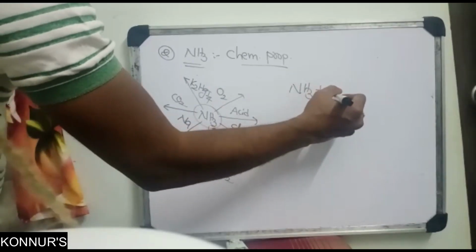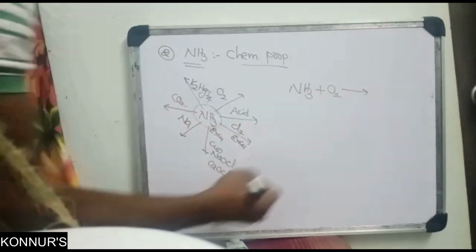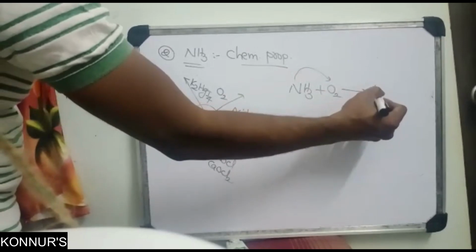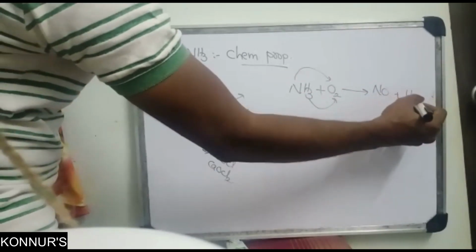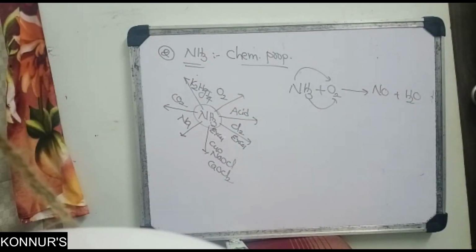NH3 reacts with oxygen. So then what happens? You are getting N2. Nitrogen also reacts with oxygen, you are getting NO. This is also reacted. You are getting H2O. So you can balance that one.